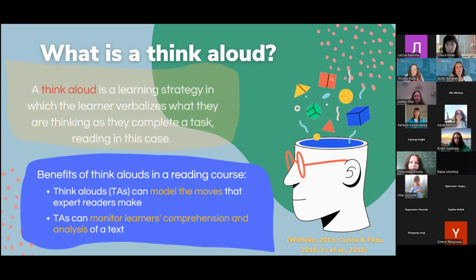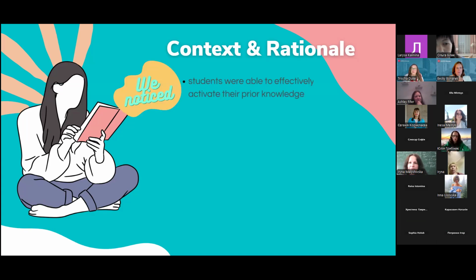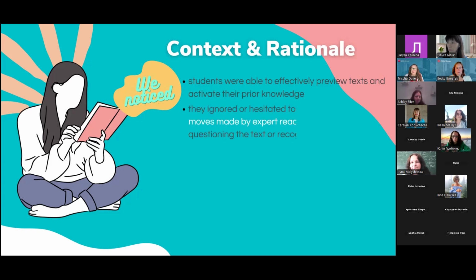Here's a look at what we did and why. We work with international college freshmen enrolled in developmental reading and writing courses to prepare them for our university's freshman composition courses. We noticed that while our students were generally able to preview texts and activate their prior knowledge when reading on their own, they ignored or hesitated to use many advanced moves made by expert readers, such as questioning the text or recognizing bias.